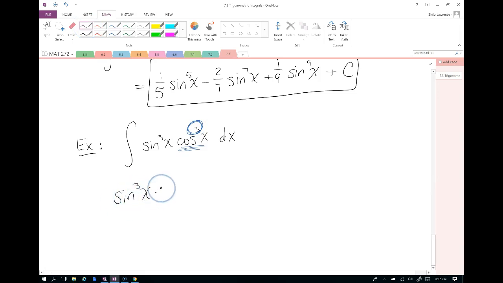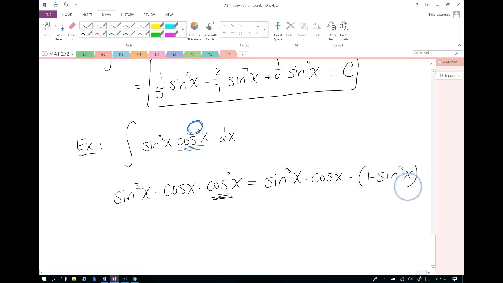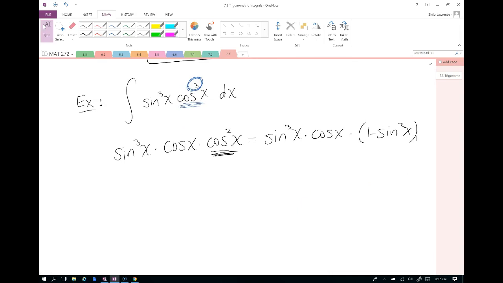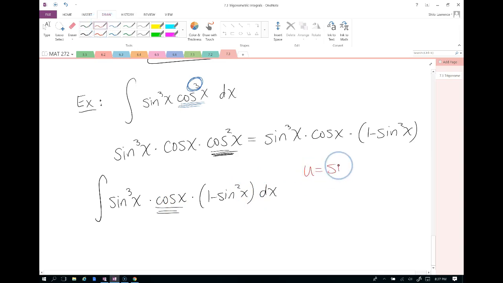So I've got sine cubed x. For my odd power, I'm going to hold on to one of them, and I'm going to rewrite the rest of them using the Pythagorean identity. So this turns into sine cubed x times cosine x times 1 minus sine squared x. So now we're integrating sine cubed times cosine times 1 minus sine squared. Now I've got everything written in terms of sine except for this one little lonesome cosine, and he's very important. We're holding on to him so that our u substitution will work.